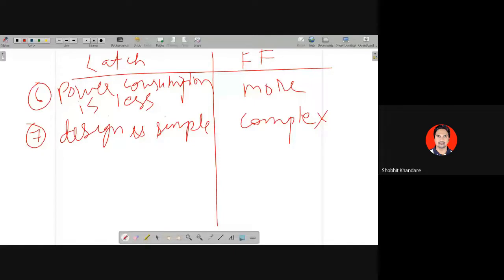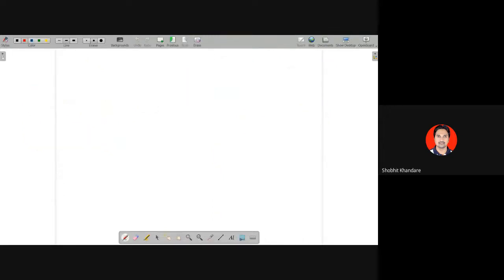Now I think we can directly go to the latch and the flip-flop in detail, so that you will be able to understand them better. As far as your sequential circuit is concerned, the important thing is about the memory element. So we are going to understand the memory element. Your memory element can be a flip-flop or a latch. We have seen the differences between the latch and the flip-flop. Now we will see in detail what you mean by flip-flop and what you mean by latch.